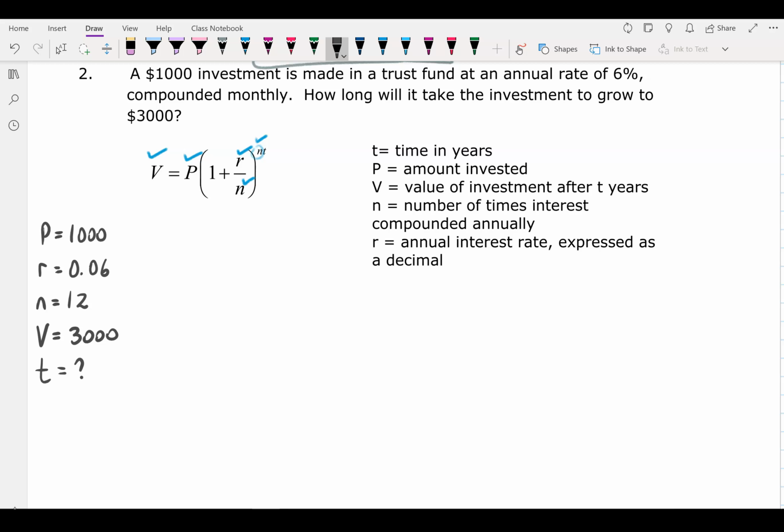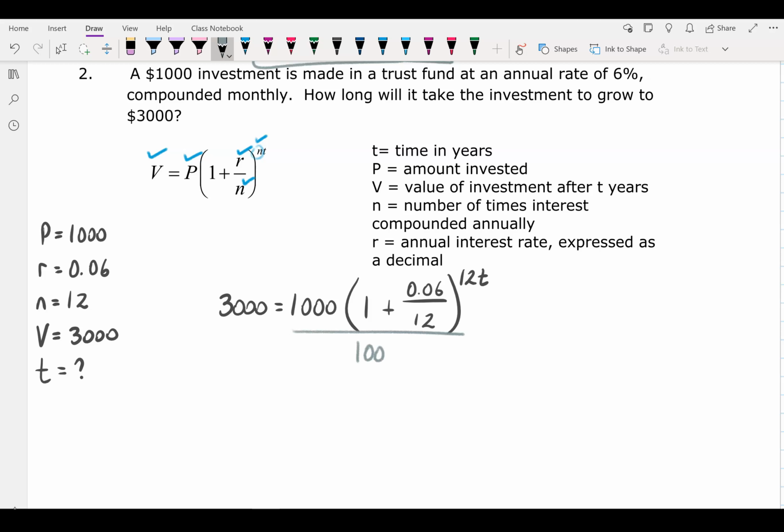I'll put all the given information in. So once again, we're going to try to isolate everything that touches the power. So work out that bracket, all that sort of thing. Right away, I see that there is a 1,000. I can divide both sides by the 1,000. It's the fastest way to get rid of that. That just works out to be 3.